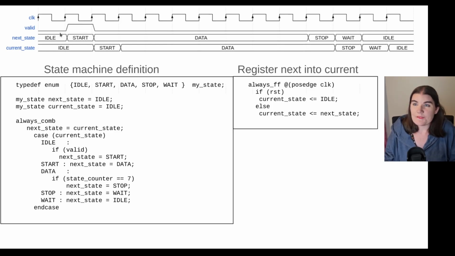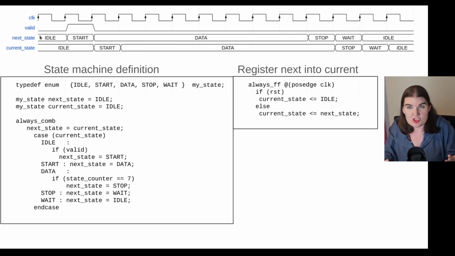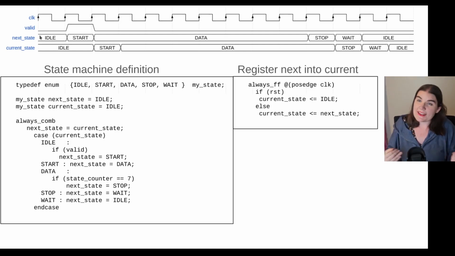So if we didn't have this next state, then we would only know that the valid had gone high and that we were in the start state here, 1 clock cycle later. So there's a bit more latency if you don't have the next state signal, which is the second reason why I like the state machine. I have access to the next state signal. It allows me to know what state I'm going into immediately.